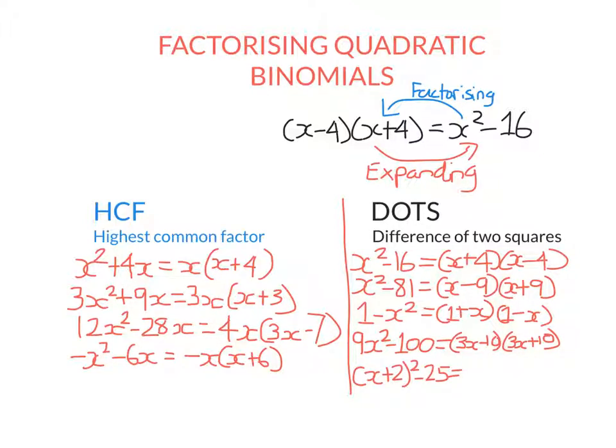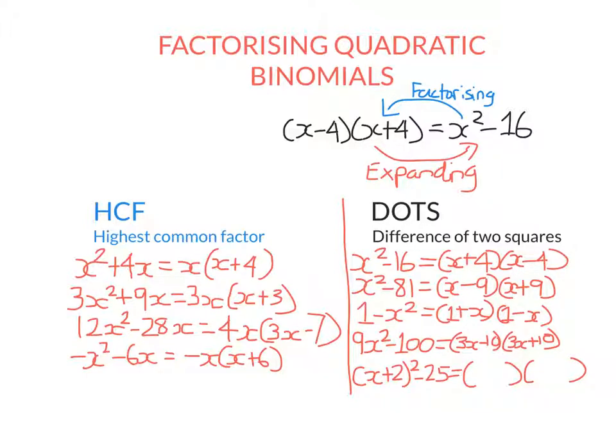So let's look at this last example here. At first glance, it might look different to the others. It might not look like difference of two squares, but it most certainly is. This is a perfect square because it's something squared. 25 is a perfect square. So I'm going to set up my brackets just like I did before. Square root the first and square root the second.